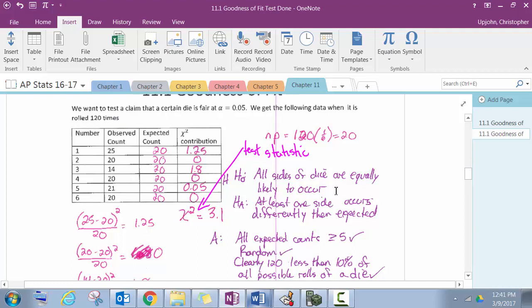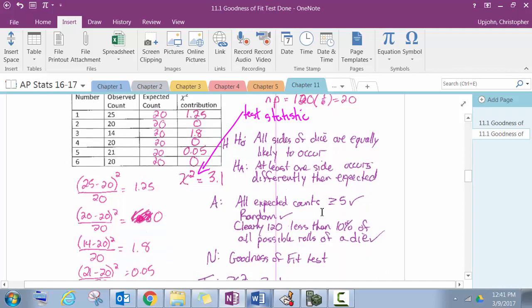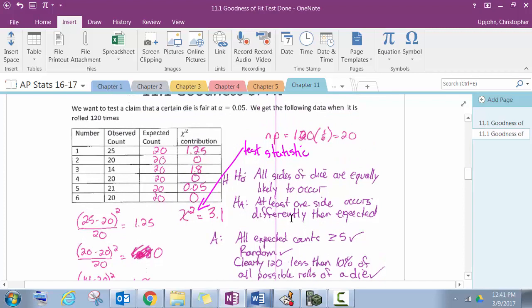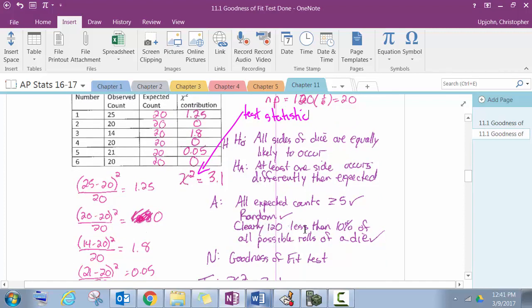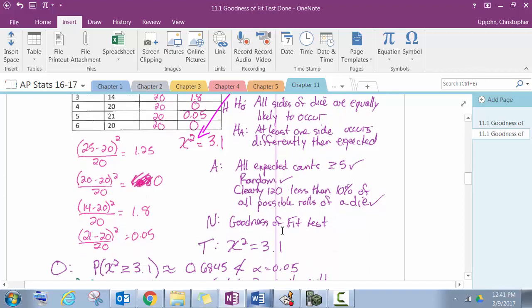So our hypothesis: all sides of the die are equally likely to occur. So they're all equal in this case. They don't always have to be equal, but they're what they're claimed, and in a fair die, they are all equal. Our alternate is at least one side occurs differently than expected. It could be more, or it could be less. Our assumptions: all expected counts are greater than 5. Yep, they're all 20. That's good. Random. Yep, it's random. We rolled the die. And clearly 120 is less than 10% of all possible rolls of a die. Name, goodness of fit test. I know it sounds awkward, but that is the name of the test. Our test statistic is 3.1. We already went over that.